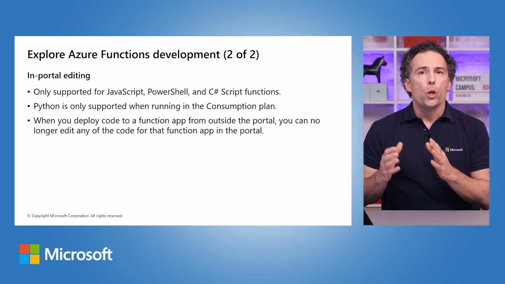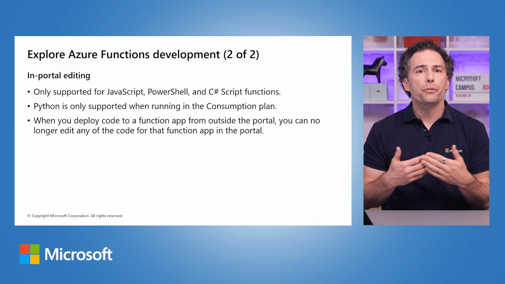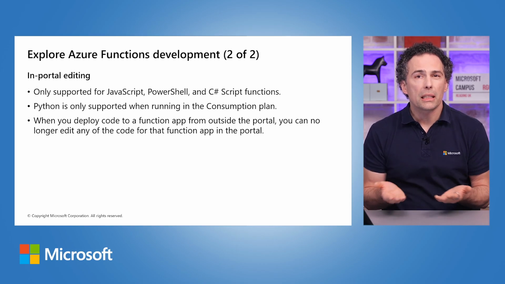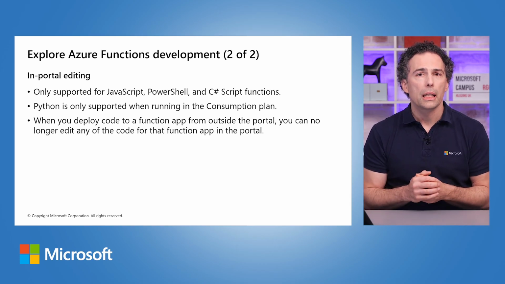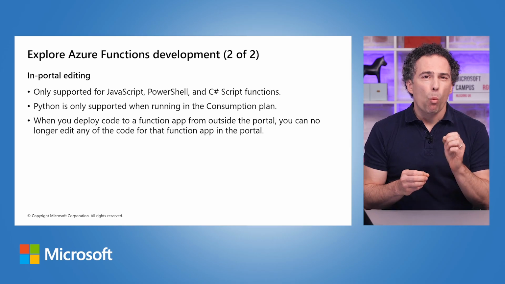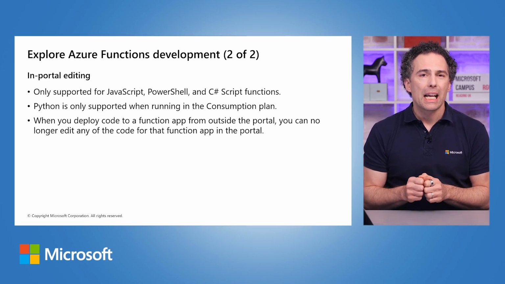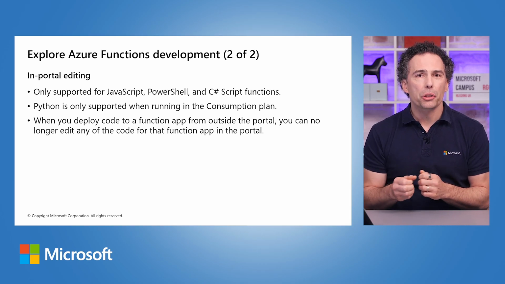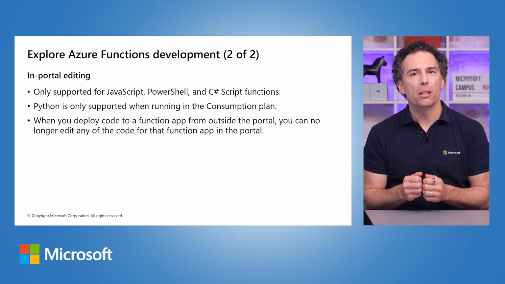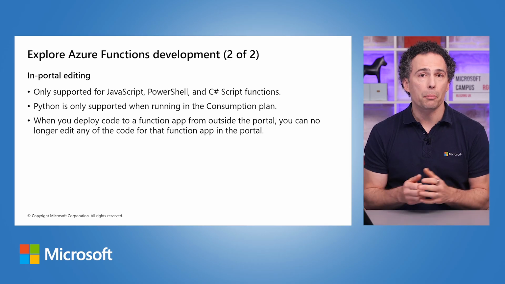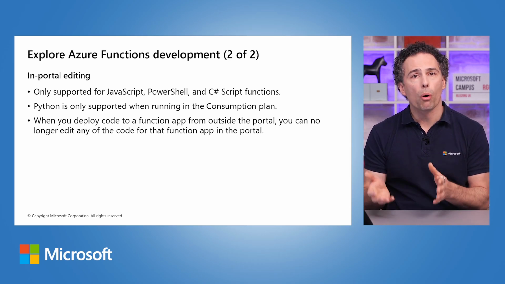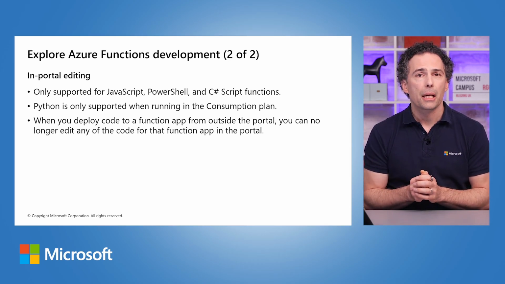Of course, use the Azure portal to configure your function app's settings, test it, browse through logs, and keep in mind, once you deploy code to a function app from outside the portal, any further edits to that function app's code cannot be made within the portal. It is read-only at that point. So you can only deploy this from local again.